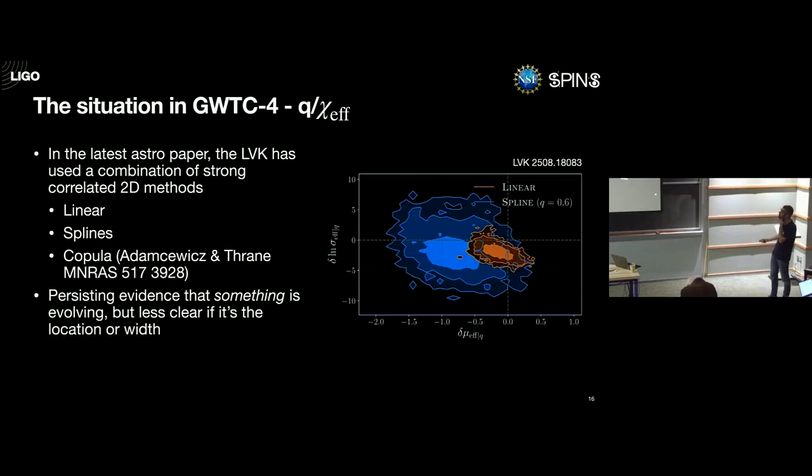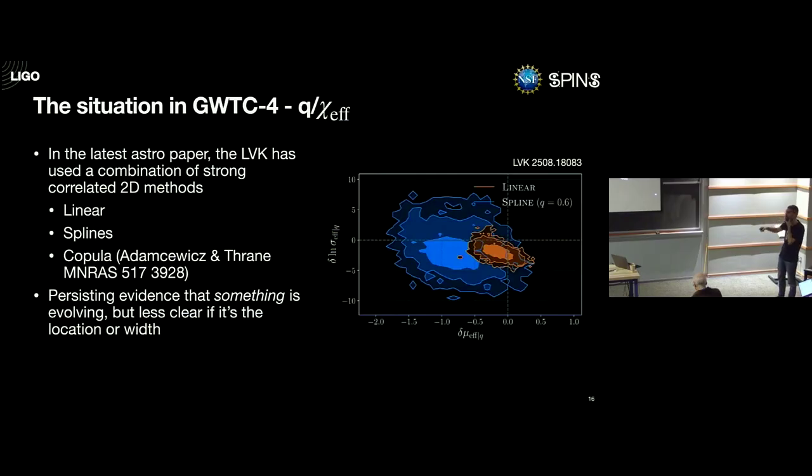In the latest paper, the LVK has used a combination of strongly correlated 2D Q chi models, the linear and spline model I already introduced, and something else called the copula model based on a paper by Chris and Eric Train. And what we have found, summarizing this paper here, is that there is still evidence that something is evolving, but it's not clear anymore whether it's the mean or the standard deviation.